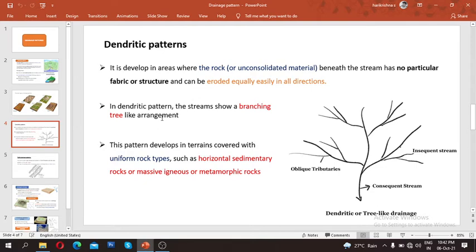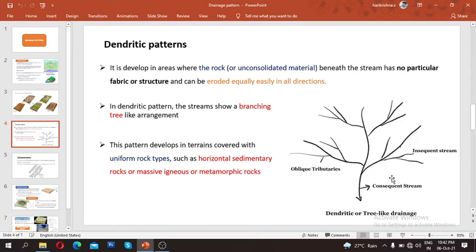So the first one is the dendritic pattern. Here you can see the image of a dendritic pattern. Now here you can see the direction. These are the various tributaries for this dendritic pattern. Here you can see oblique tributaries, here you can see insequent tributaries, and here you can see consequent ones. All these tributaries will be joining the particular river. Okay.